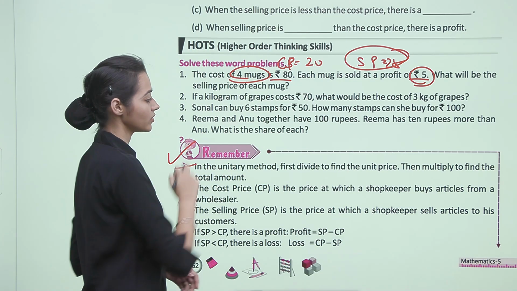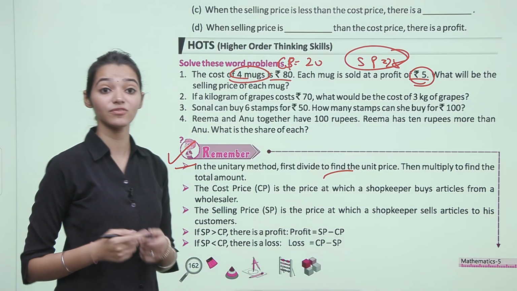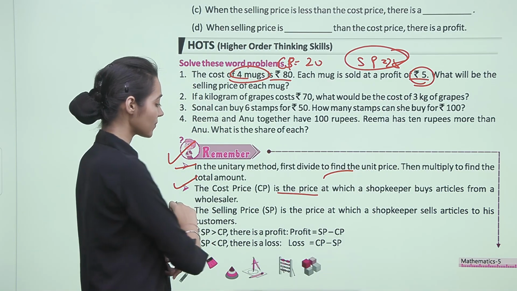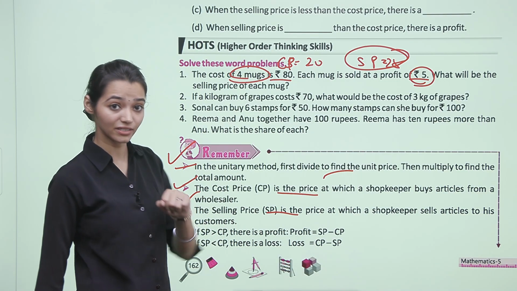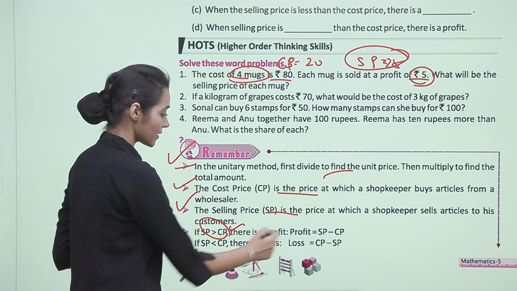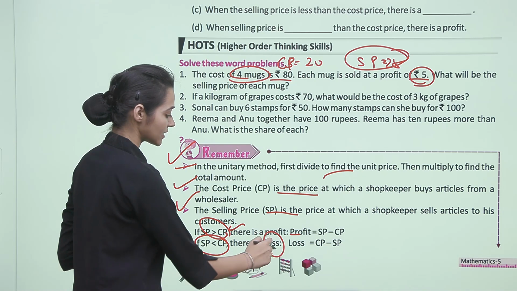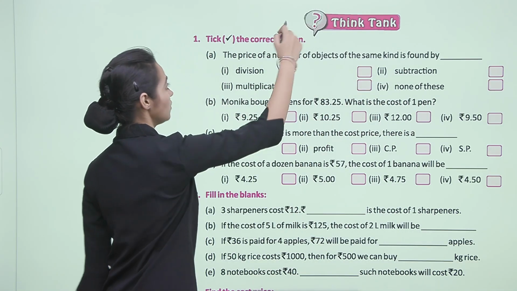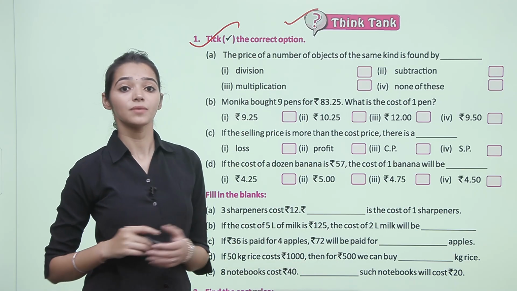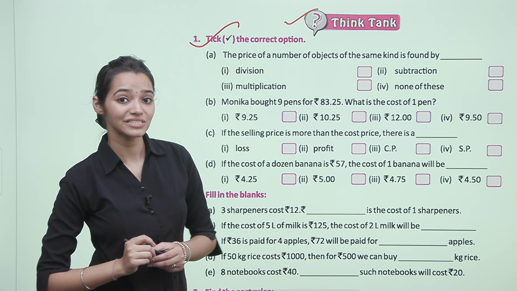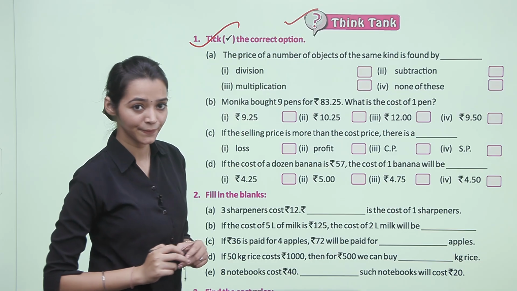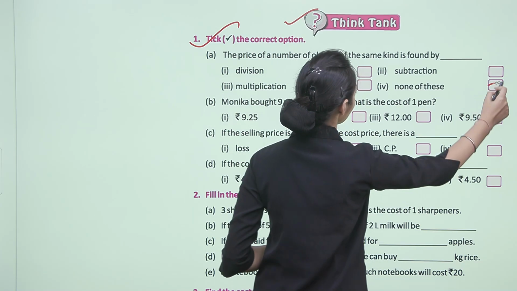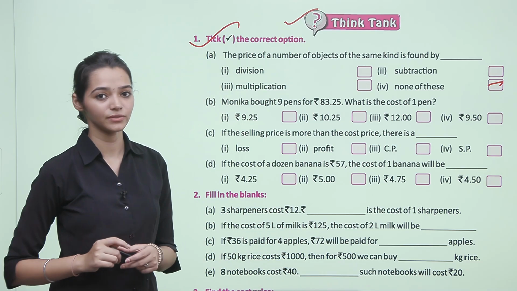Now always remember, in the unitary method we will first divide to find the unit price and then we will multiply for the total amount. Cost price is the price at which shopkeeper buys an article. Selling price is the price at which shopkeeper sells an article. Now if selling price is greater than cost price, it is a profit. If selling price is less than cost price, then it is a loss. Now think tank, we have to choose the correct option. The price of a number of objects of the same kind is found by, none of these. That's how you can solve the remaining part.